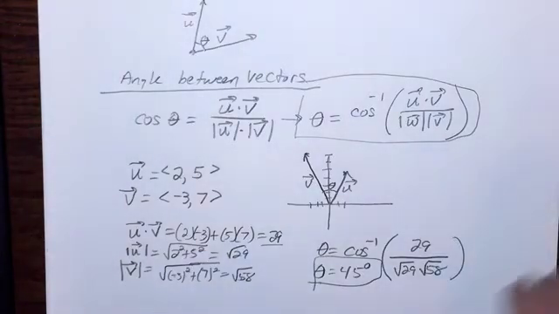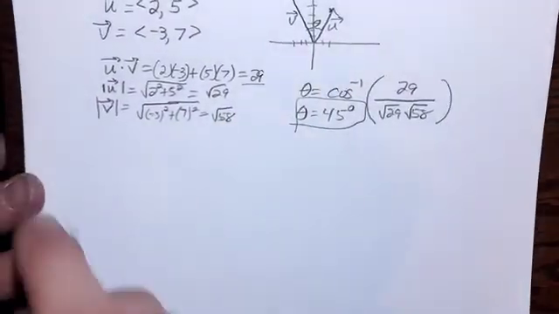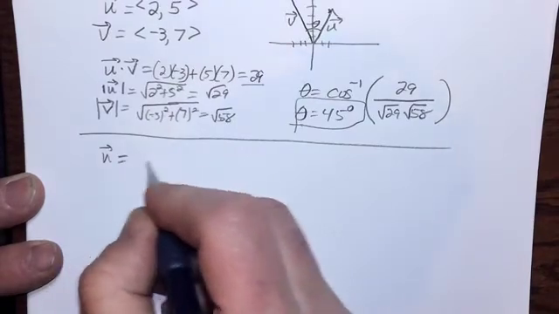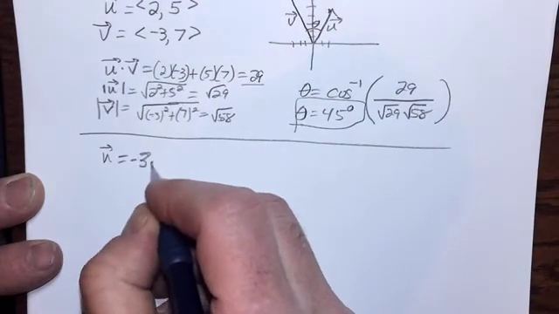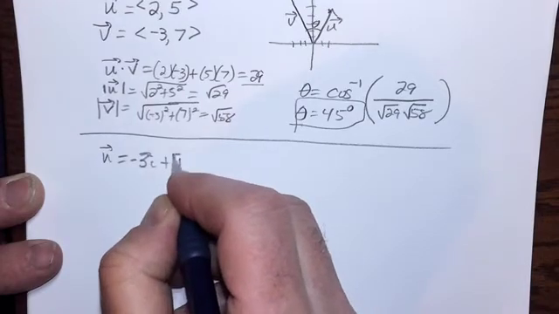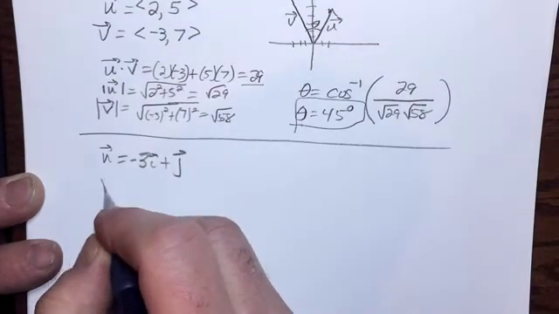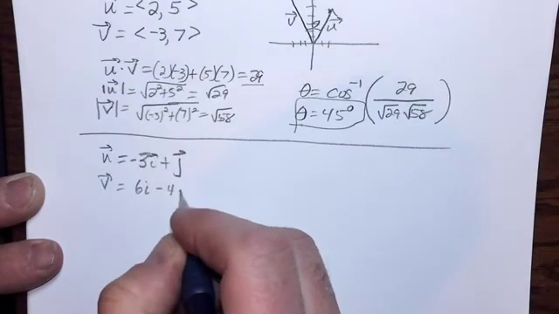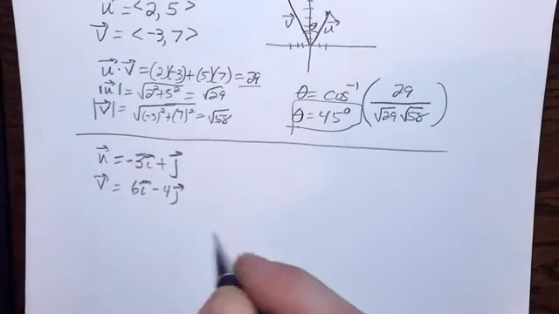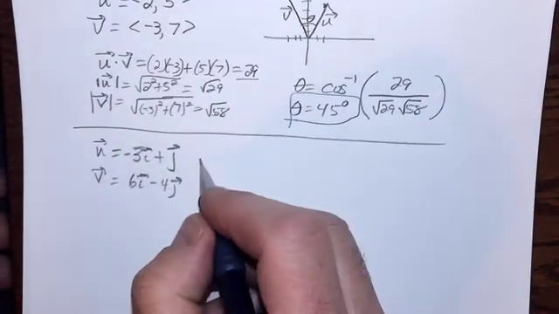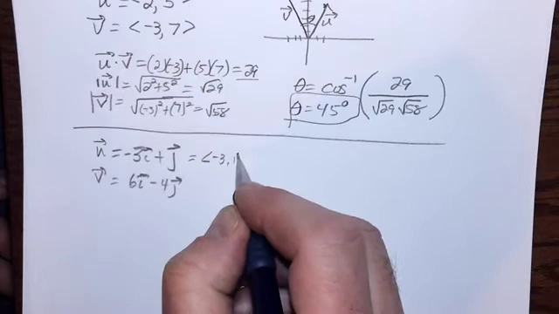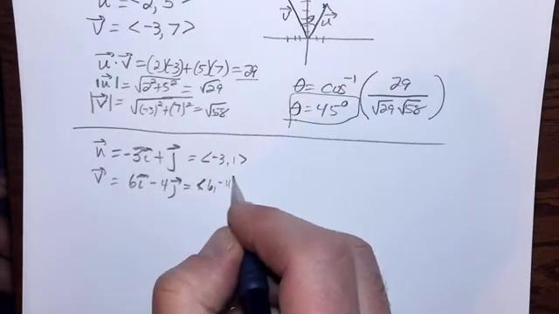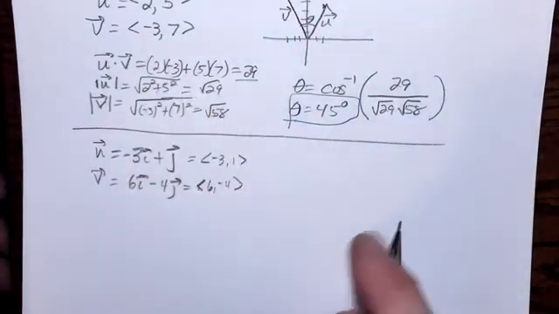It's written in ij form. It's really not any different. So if u was negative 3i plus j, and v was 6i minus 4j, so again, you could write this as negative 3, 1 and 6, negative 4. And now it's the same thing as the problem up above.